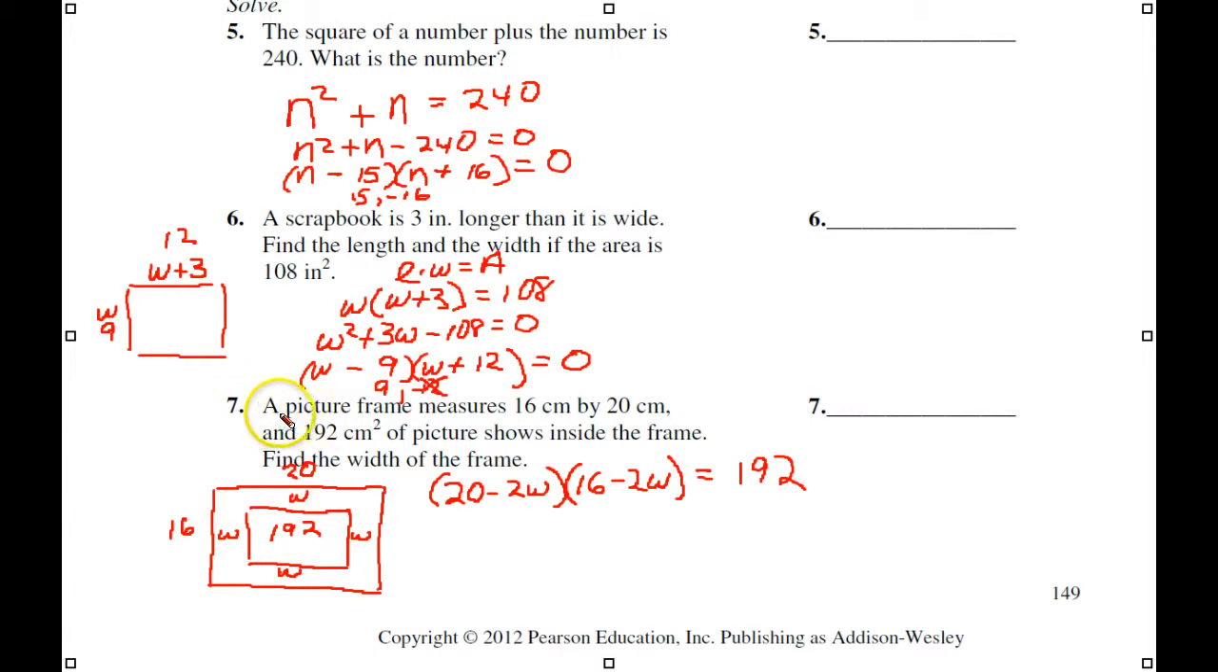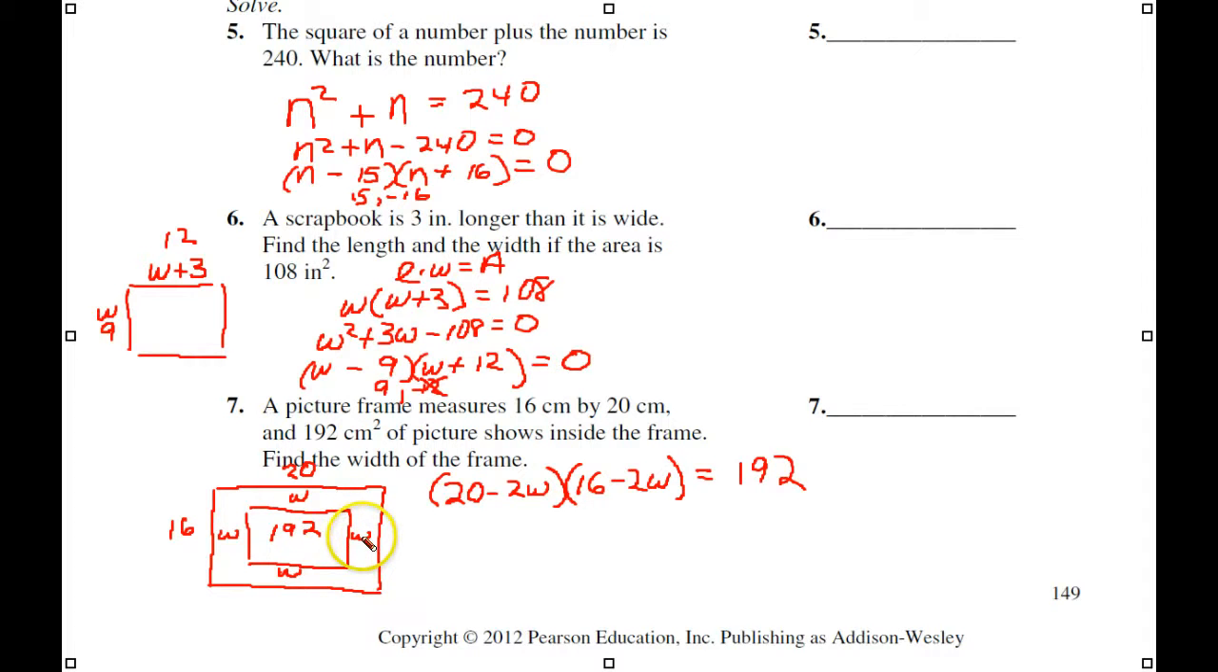Number 7 was actually challenging. And by the way, they don't give me the answers. I had to work these out. I made a picture frame that was 16 by 20. And then there was a width that surrounded the actual area of the picture. So there's my diagram, which for me was crucial in getting some results.